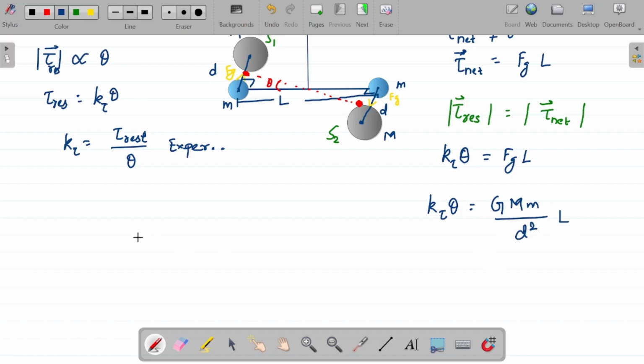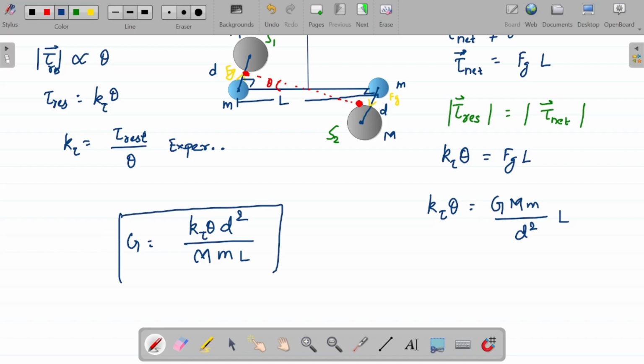Now from here we can obtain the expression for G. So G will be K tau theta into d square divided by capital M into small m into L. Now we have all the values here.